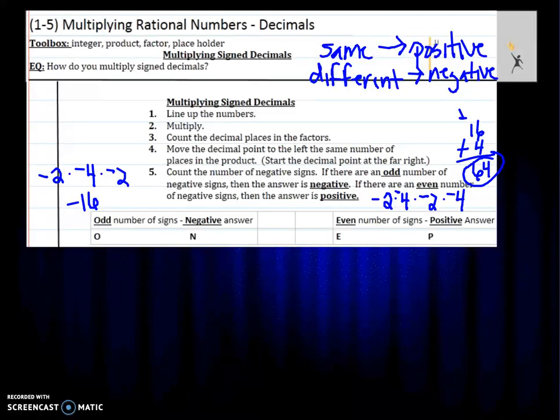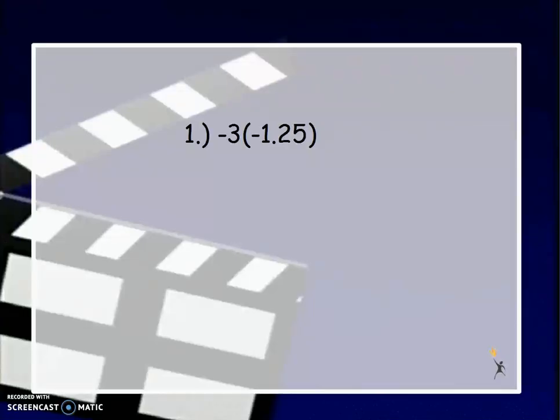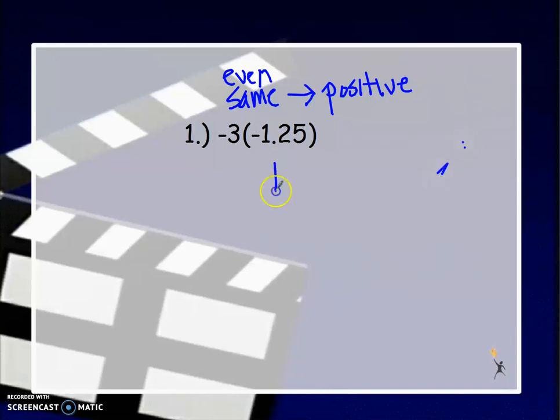All right, let's take a look at the first one. The signs are the same. The answer is going to be positive. Also, there's an even amount of signs, so it's positive. Okay, we don't have to line up the dot. We're just going to pretend like we're going to do 125 times 3. 3 times 5 is 15. 3 times 2 is 6, plus 1 is 7. 3 times 1 is 3.